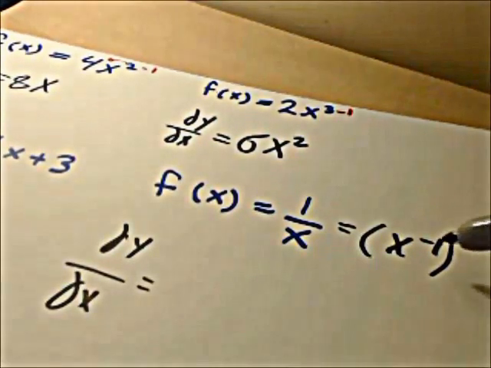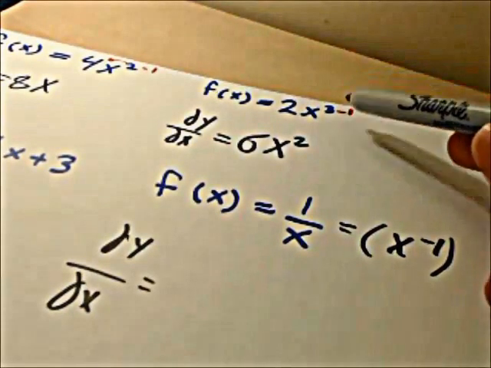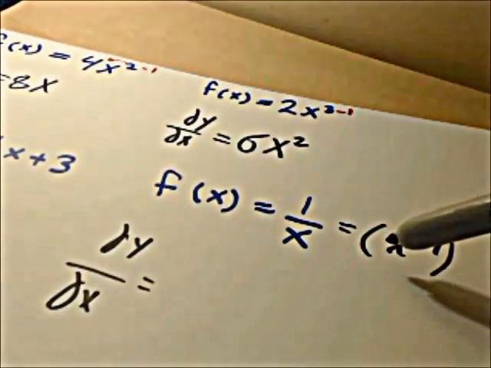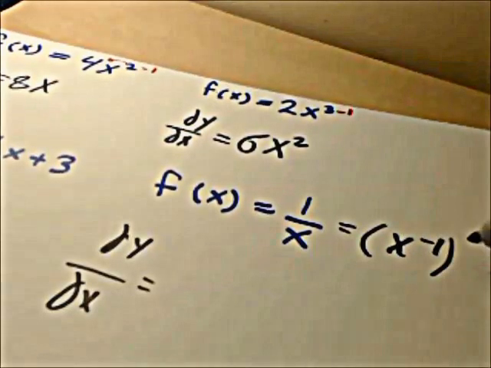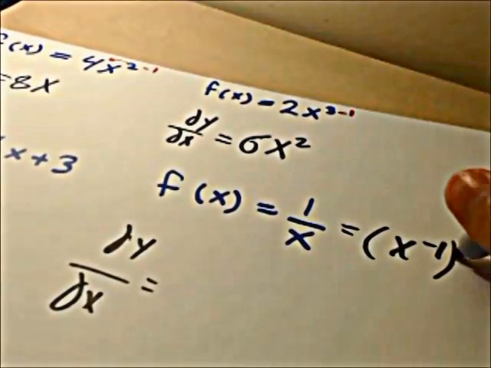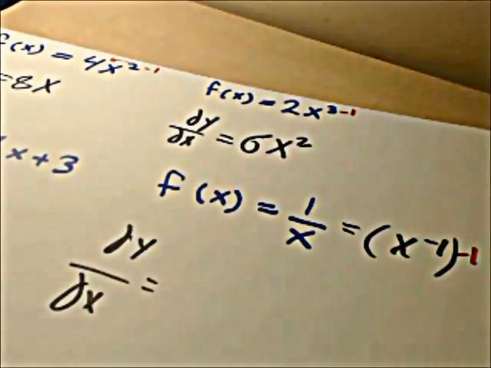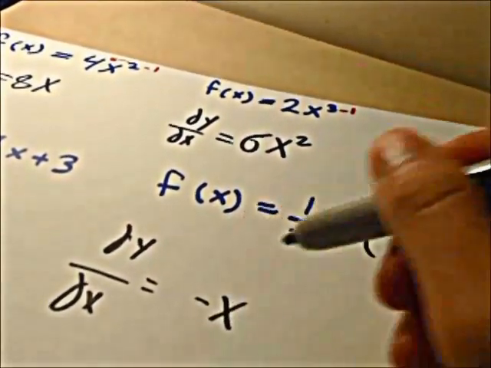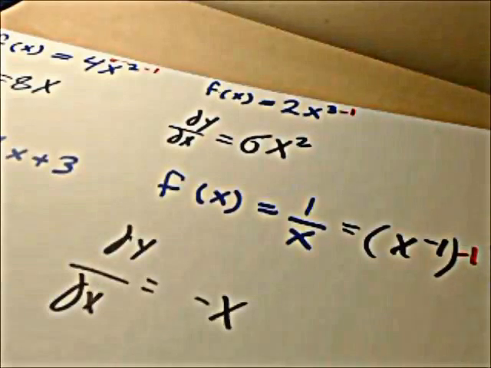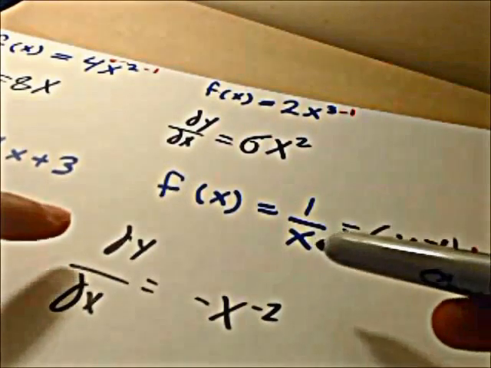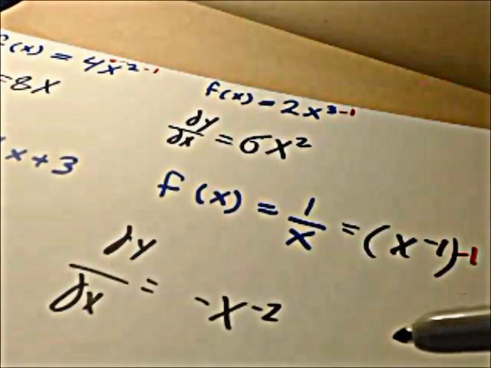After that, we use the same procedure as we did here. For x to the power minus 1, we multiply the power times the coefficient, which is 1 in this case, and then subtract 1 from the original power. Sorry about that, it became a little bit messy. So minus 1 times x, which is minus x, and the power minus 1 minus 1 is minus 2. So the derivative dy/dx equals minus x to the power minus 2.